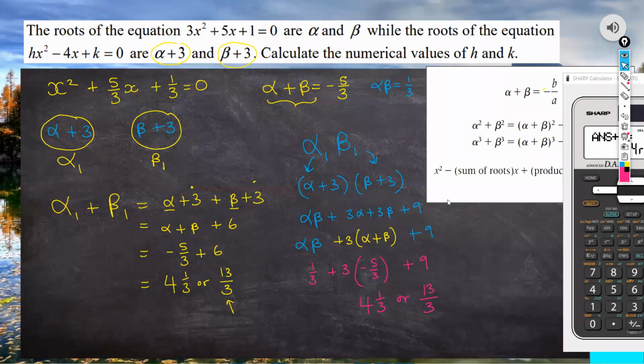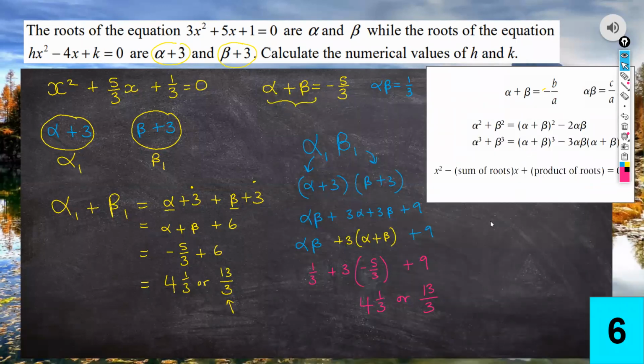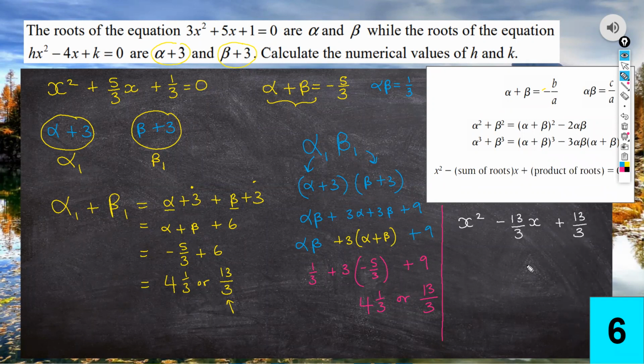Right, so all we have to do now is substitute in the values in the correct places. I'm closing this calculator, won't need it right now. So put a line here. We have x squared. Who is touching x? The opposite of this number here. So you get minus 13 on 3x plus 13 on 3.